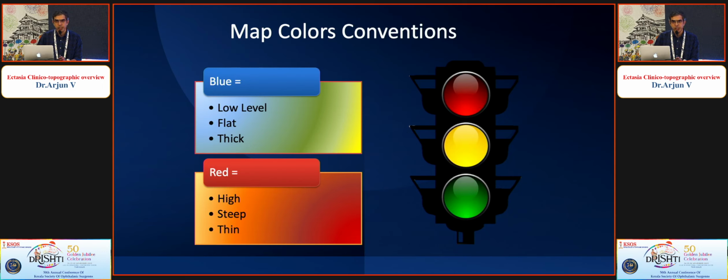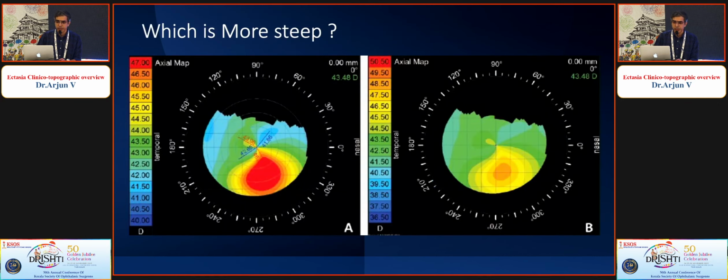So going on to it, first understand your parameters, the color conventions. The cooler colors will show lower areas, flatter areas, or thicker areas in the respective maps, and the warmer colors will show higher, steeper and thinner areas. So on a cursory note, these two maps may look different, but they are the same eye. The only thing which has changed is the scale.